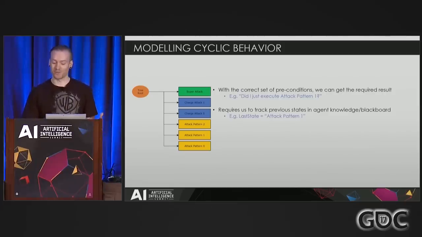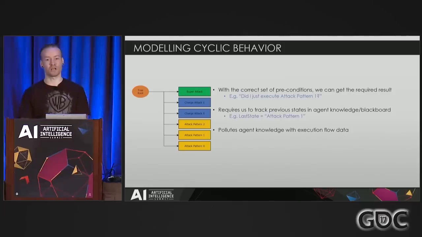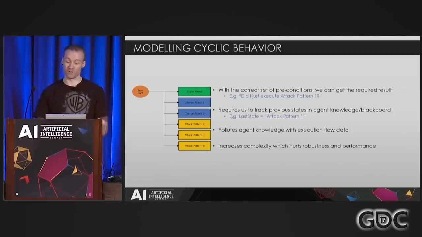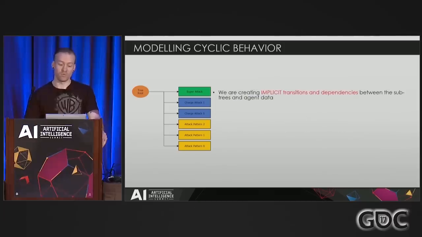Unfortunately, this requires us to track this kind of stuff in the agent knowledge. And it pollutes it with execution and control flow data for the tree inside of the agent knowledge, which is supposed to be the agent's personal state about himself. It also greatly increases complexity, which ends up hurting robustness, understandability, and obviously performance, since we have these monster trees we have to evaluate. Worst of all is that we're creating these implicit transitions and dependencies between the subtrees and the agent data.